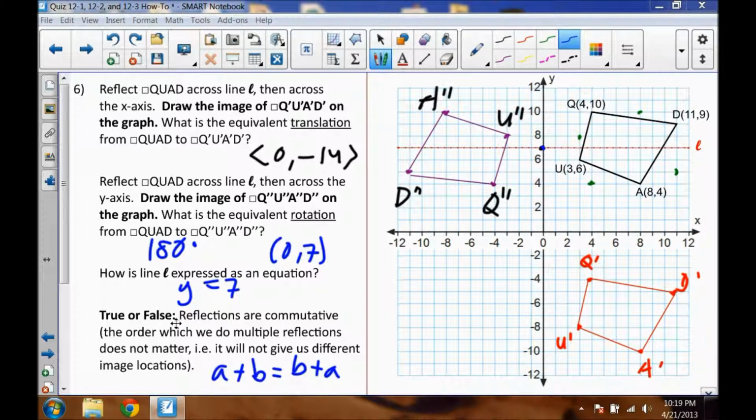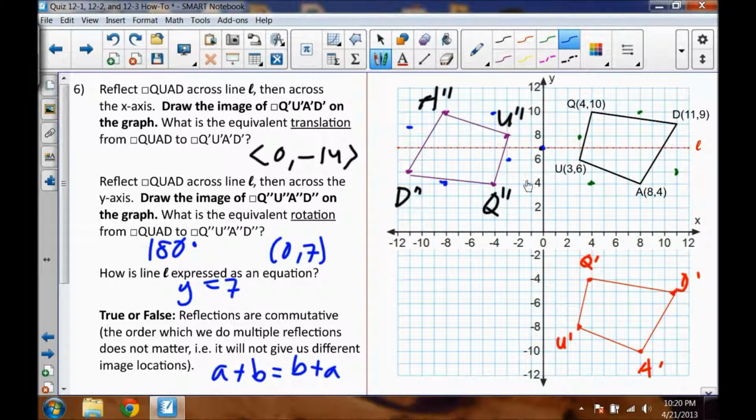Now, sometimes false or always false. Well, look at this one right here. What if I reflected this across the y-axis first, and I got U right there, and I got Q right here, and so on, D and A, and then I reflected it across line L, would I get this? Well, the answer is yes, I would. So sometimes it's true. And when is it sometimes true?